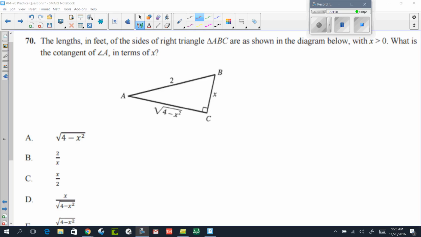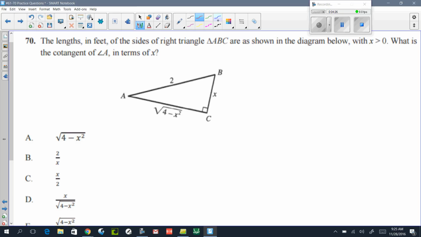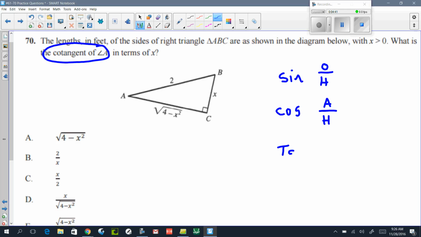All right, so in this particular case, it asks us to find the cotangent of angle A. Okay, we probably know that the sine is opposite over hypotenuse, that's SOH. Cosine is adjacent over hypotenuse, that's CAH. And tangent is opposite over adjacent, that's TOA.